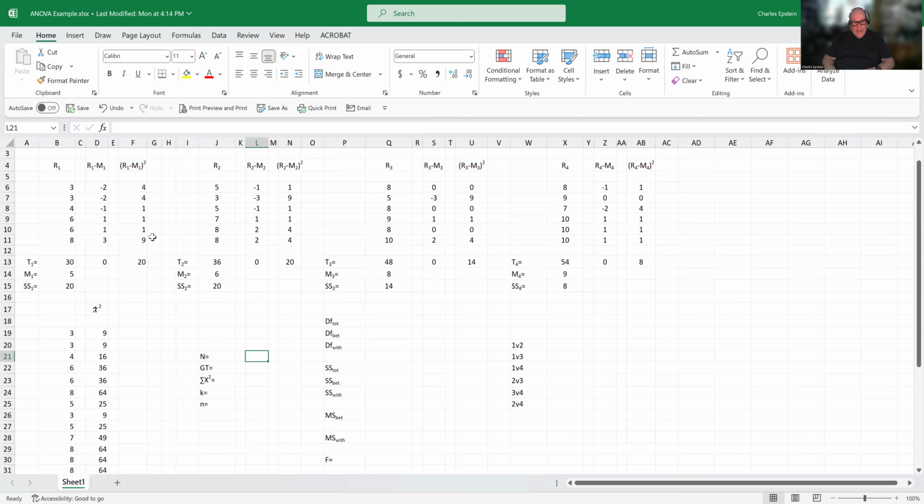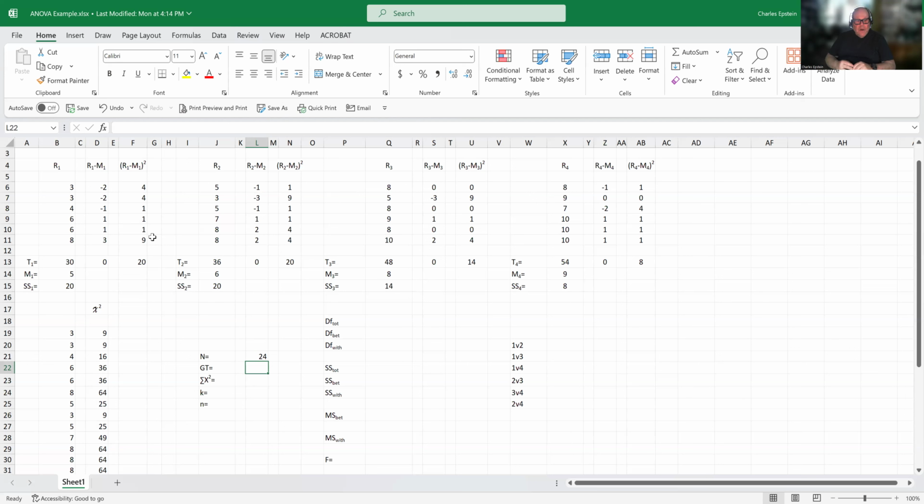So the first one we have is capital N. Capital N is all of the elements that we're operating with. So we have 4 groups, 6 people per group. That's 24 people. So my capital N, or my total, is 24. So you just put that in.